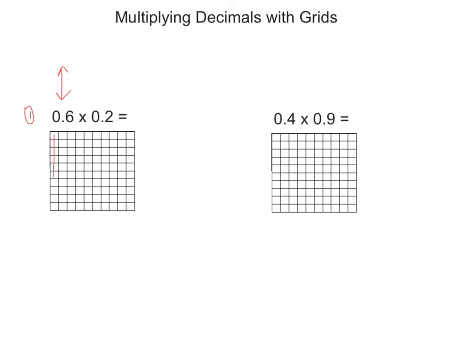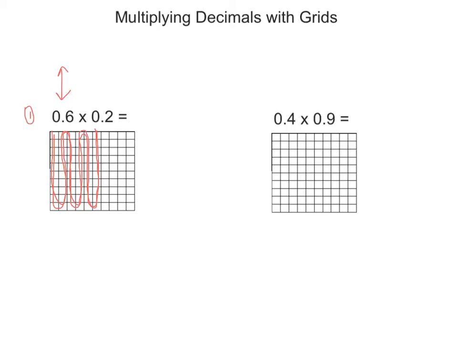So I'm going to shade 1, 2, 3, 4, 5, 6. So I'm looking at these as 6 full rows. So there are my 6/10.